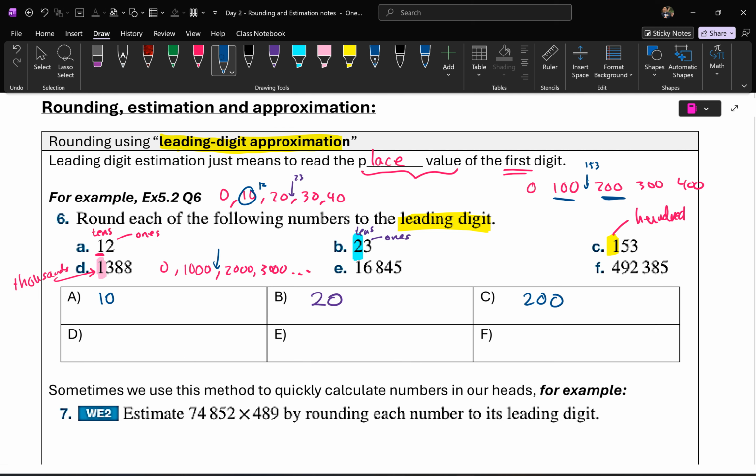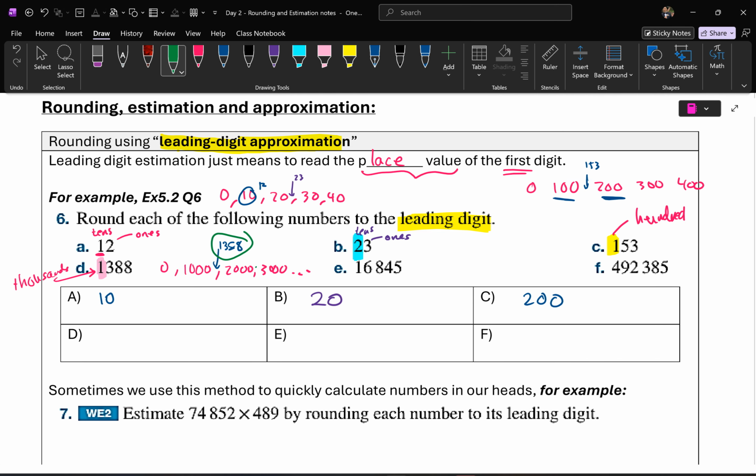Clearly, it's somewhere between 1,000 and 2,000. So then you ask yourself the same question again. Which one is it closer to? Is 1,388 closer to 1,000 or is it closer to 2,000? What would that be, Ashara?